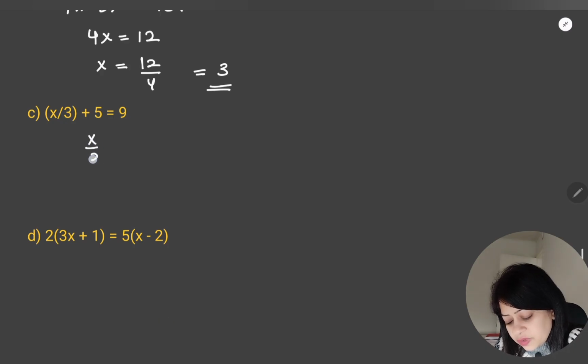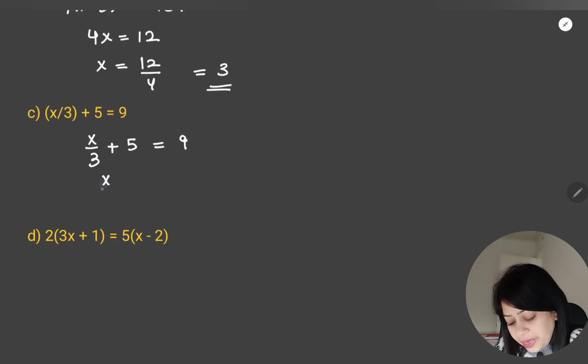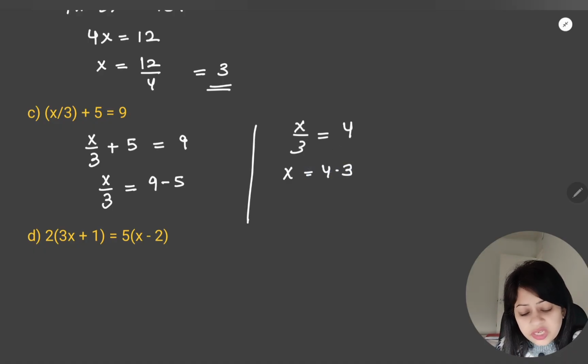We have x divided by 3 plus 5 is equal to 9. Right? Okay. X divided by 3. 5 will go to his family. 9 minus 5, right? X by 3 is equal to 4. Now 3 also wants to go to the right side to his family member. So 3 will go now in multiplication because here 3 was in division. It will go in multiplication. X is equal to 12.